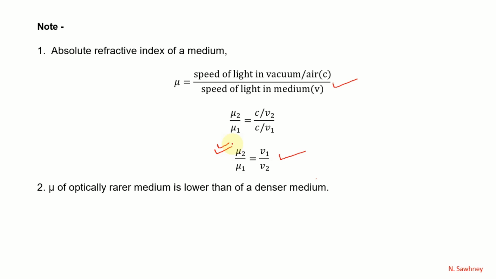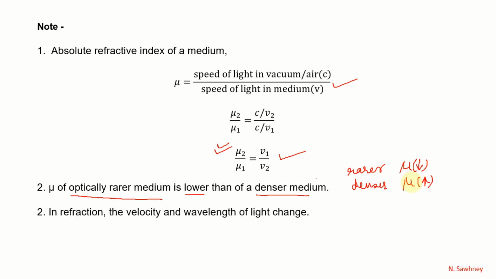So we can say that a medium with higher refractive index is an optically denser medium as compared to the medium which is having lower refractive index. Like we have written here, refractive index of optically rarer medium is lower than that of the denser medium. That means if it is a rarer medium, it will have lower refractive index, and if it is a denser medium, it will have greater refractive index as compared to the other medium.